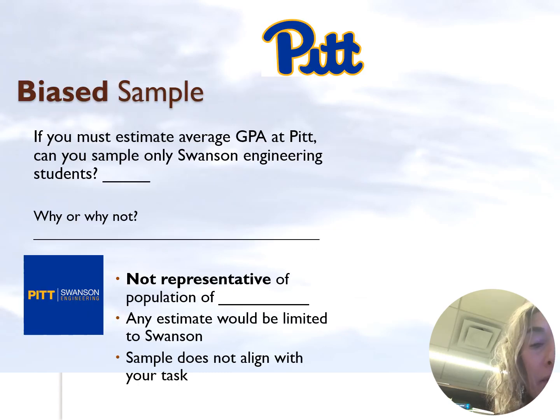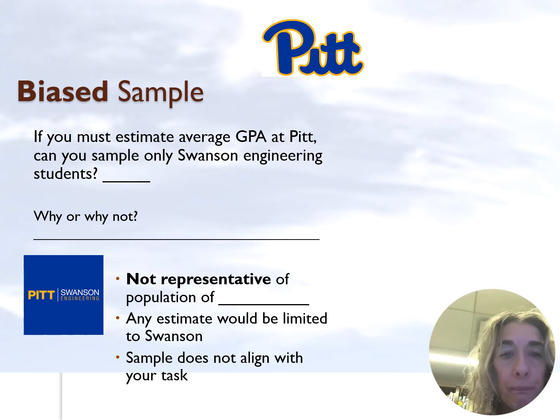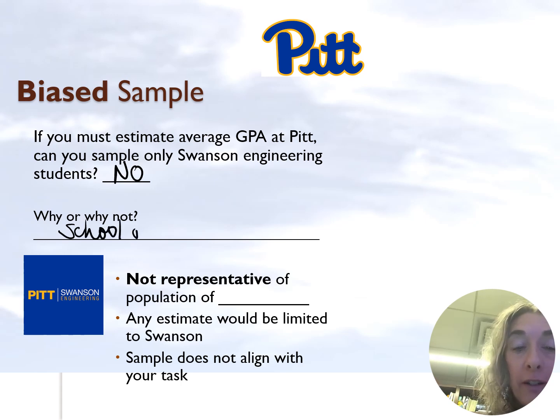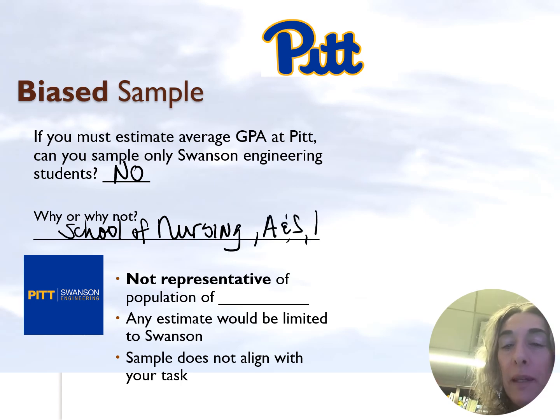The concept of a biased sample. If I gave you the task to estimate the average grade point average of all undergraduates at the University of Pittsburgh, can you sample only Swanson engineering undergraduates? The answer is no. That's not a good approach. Why or why not? Well, because there are other schools at Pitt. There are other majors at Pitt. We have a school of nursing. We have a school of arts and sciences. We have a school of business. We have a school of computing, etc.